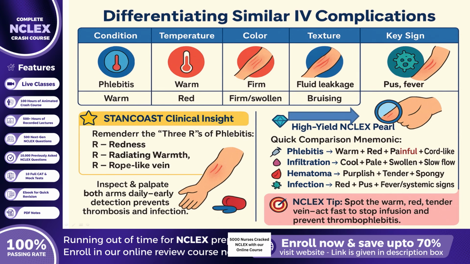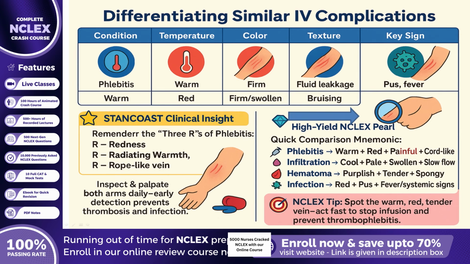Option D, a purplish and spongy vein, is typical of a hematoma caused by local bleeding under the skin from trauma or improper removal technique. This presentation includes bruising and tenderness, but lacks the heat and firmness that characterize phlebitis.